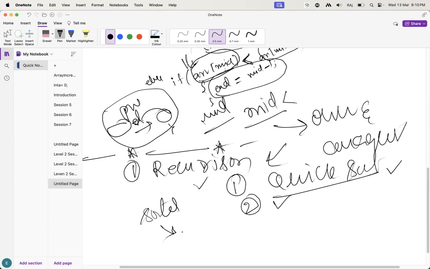And after that, I'm going to end this two pointers concept, guys. And after that, I will tell you how to find the element.